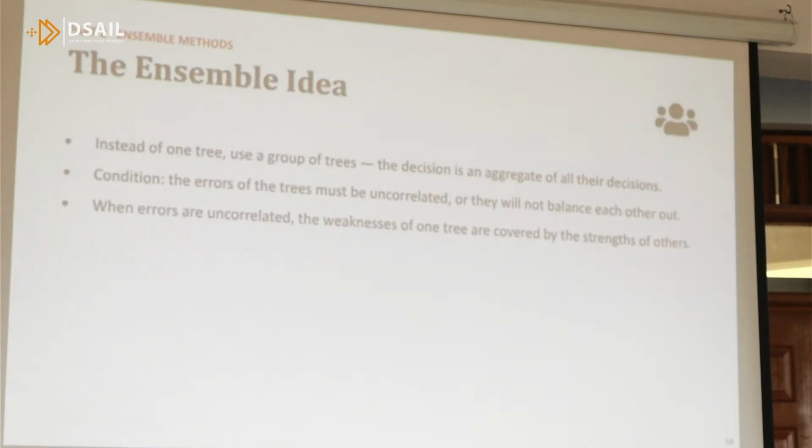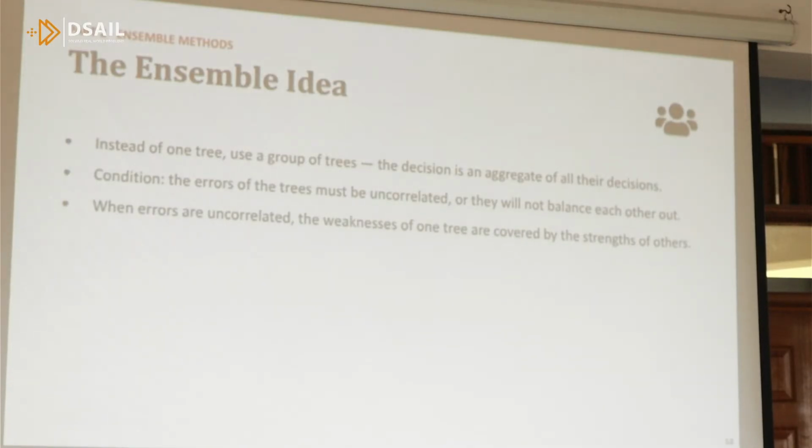That's the idea called ensemble methods. What is the idea of an ensemble? An ensemble is, instead of having one tree, you have several trees. And there are two primary ways in which they correlate to each other, and you're going to look at that very, very briefly. And so the decision is not arrived at by a single tree, but it's an aggregate. I use the term aggregate intentionally, because the aggregate can be any function. But yeah, the decision is an aggregate of all the decisions, whether it be the maximum or the average, it depends. But the condition is that the errors of the trees must be uncorrelated, or they will not balance each other out.